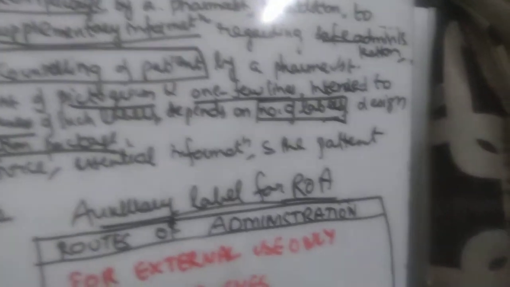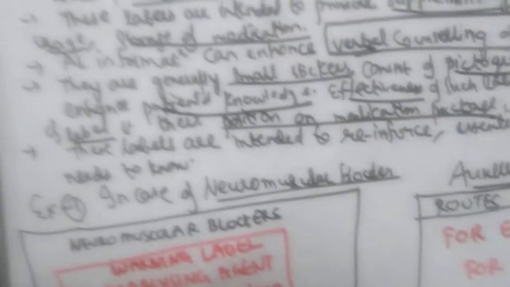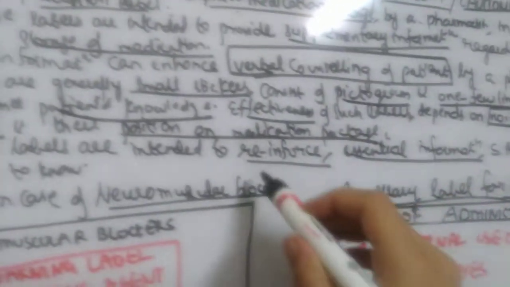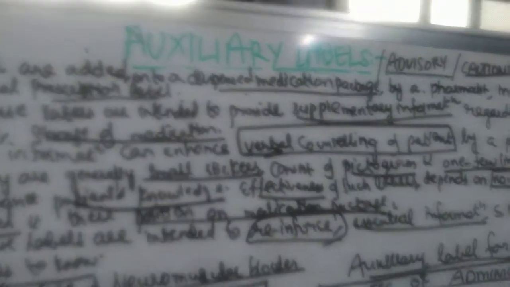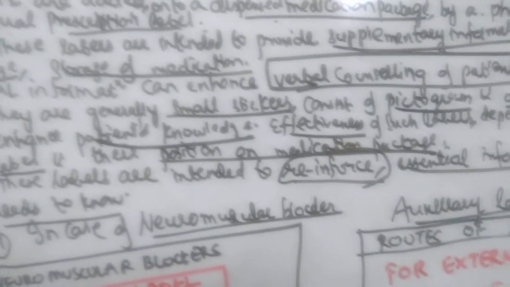So the number of labels should be limited, and the design should be proper, as we have discussed for the design and layout of the patient information leaflet, to enhance the patient's acceptability, right? These labels are intended to reinforce essential information, which means to guide the patient regarding the essential information which the patient should know. They will provide the additional information which the patient needs to know. This is your auxiliary labels introduction. We will see a few examples and what kind of information these auxiliary labels provide.